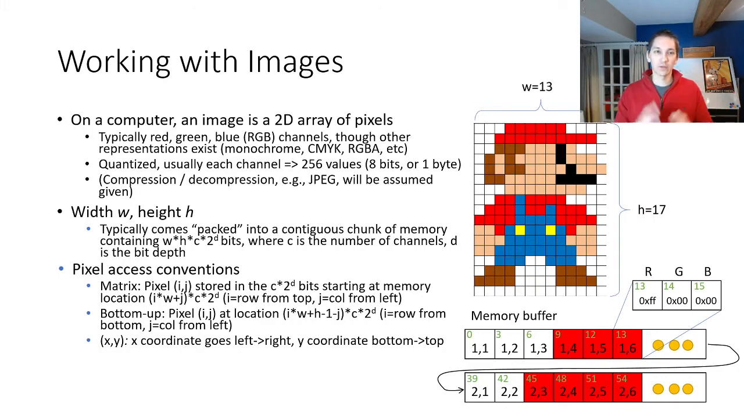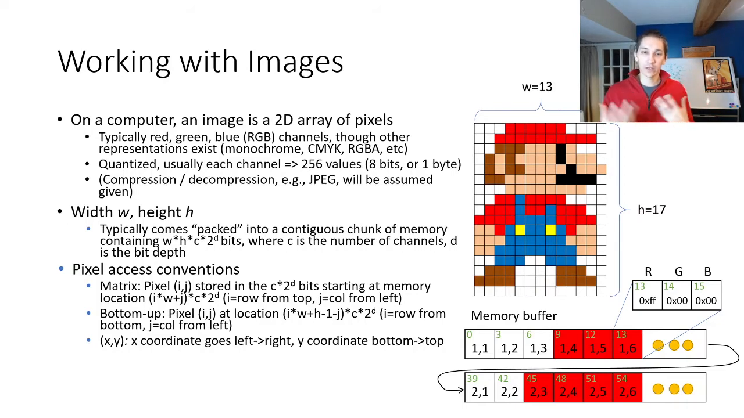Oftentimes we want to work with what's known as uncompressed images, which is basically a full matrix of pixels. And many times you have JPEG or PNG file formats, which actually compress the images. Typically, when you load them, you'll decompress them into this kind of array-based format. The array will have some sort of width and height, but these will typically be packed into a contiguous memory buffer containing W times H times C times 2 to the D bits, where C is the number of channels and D is the bit depth.